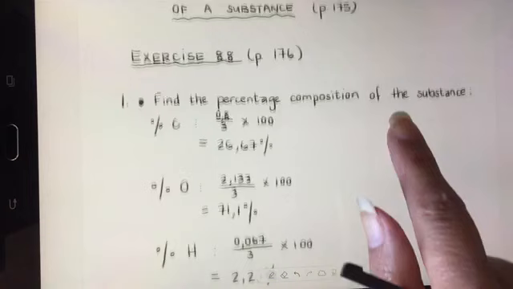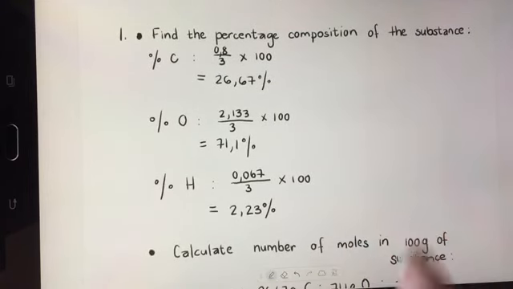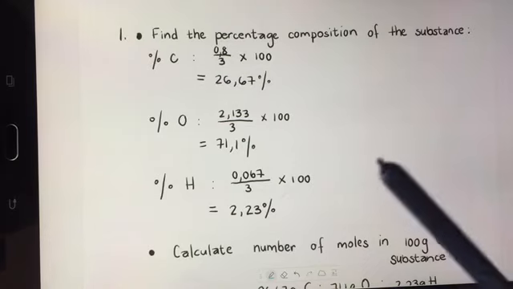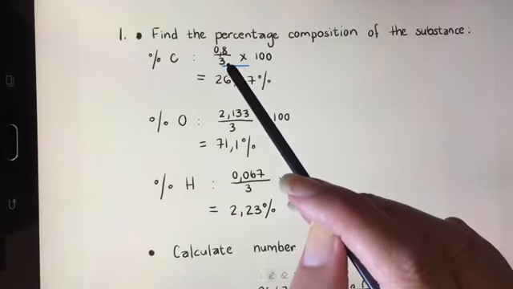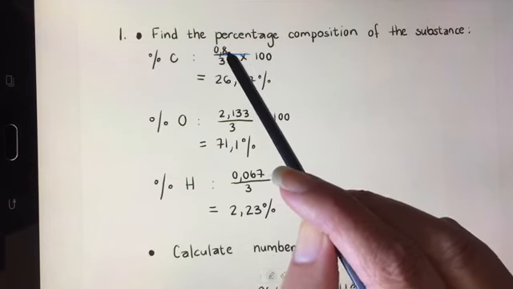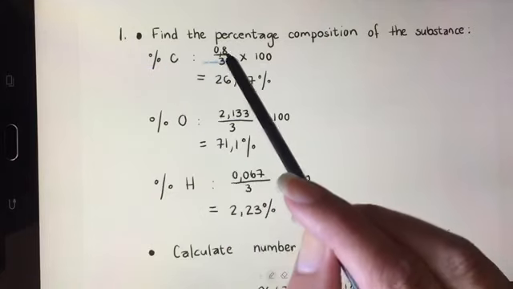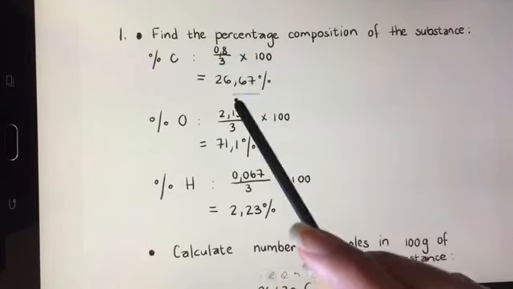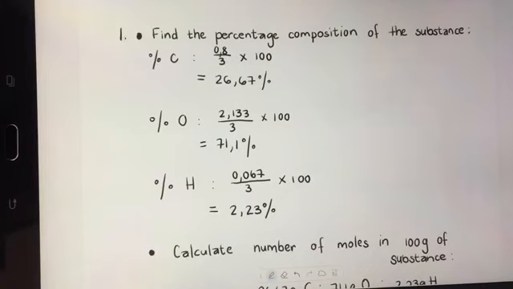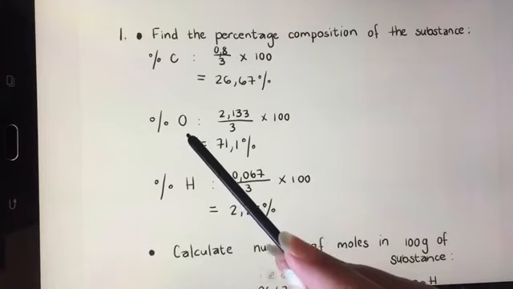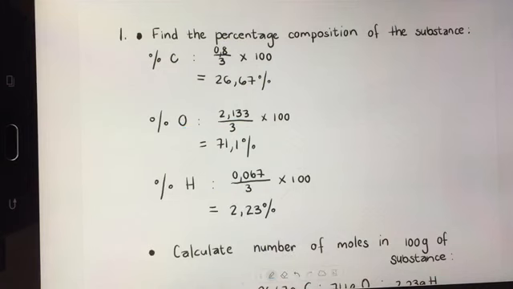So how do I go about to do this? Now, the first thing I need to do, I need to find the percentage composition of the substance. So I've got 3 grams of substance, and I'm told 0.8 grams of that is carbon. So I work out the percentage carbon, 0.8 out of 3 times 100, and I get 26.67%. I do the same for oxygen, I do the same for hydrogen. Now I've got the percentage of each element in the compound, and we know that percentage means out of 100.